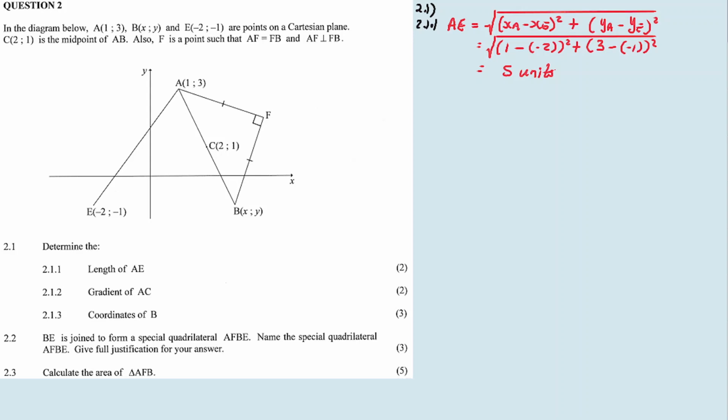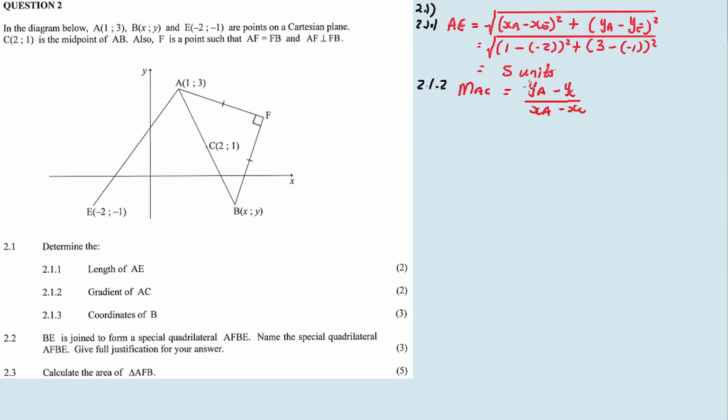They didn't tell us whether to calculate in centimeters, meters, or millimeters. So I just say units. And then 2.1.2, the gradient of AC. It's another straightforward question. This is where you grab marks. Gradient AC is YA minus YC over XA minus XC.